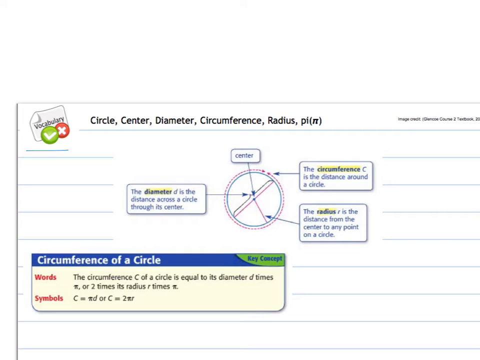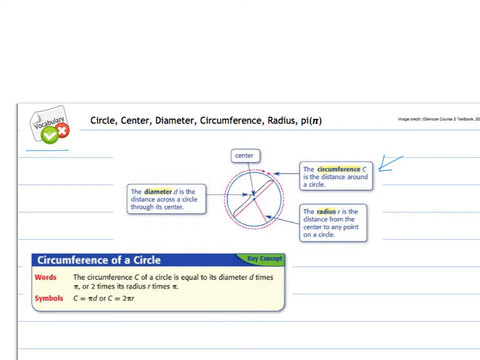So here's a diagram. Might be a good idea to either listen and then pause and write down, or pause and draw the diagram and then listen. So this is a circle. The distance around a circle is your circumference. So if you wanted to, again, fence something or figure out a trim, you would use circumference.